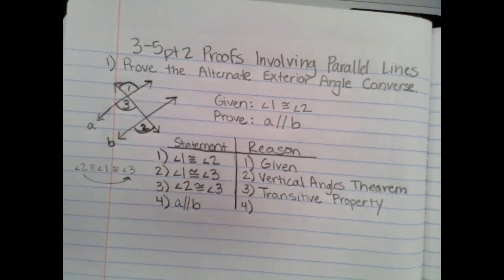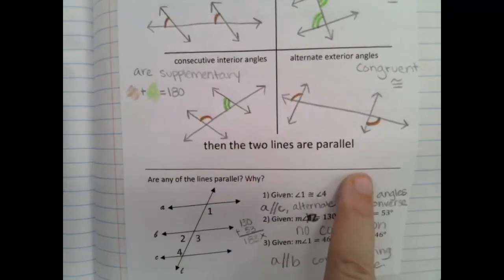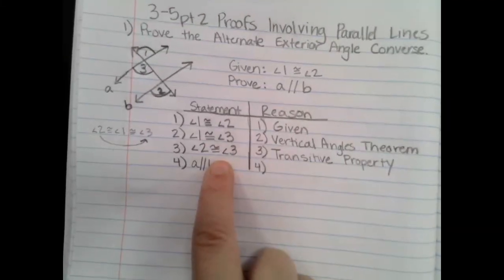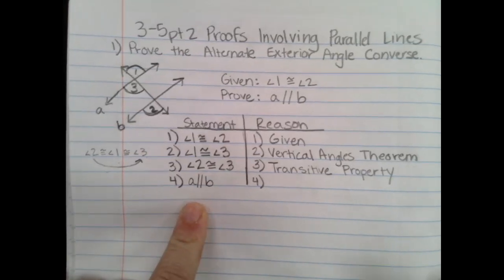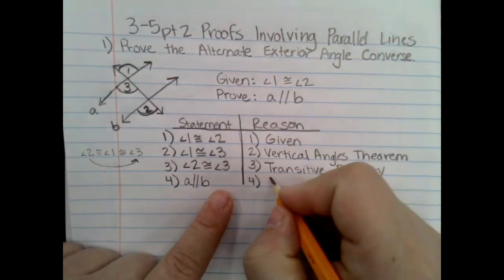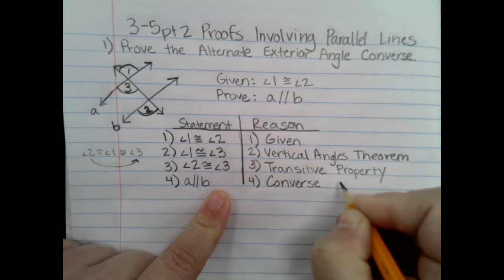And if we said corresponding angles are congruent, what does that mean? The lines are parallel. So did we say corresponding angles are congruent? Yep, so now they're parallel. So this is the corresponding converse. Sorry, we have to use that word converse. Converse of corresponding angles.